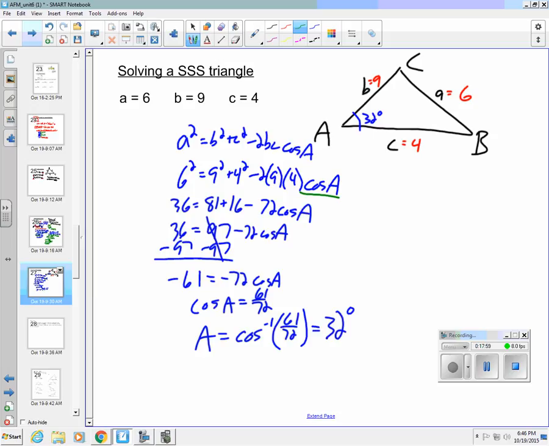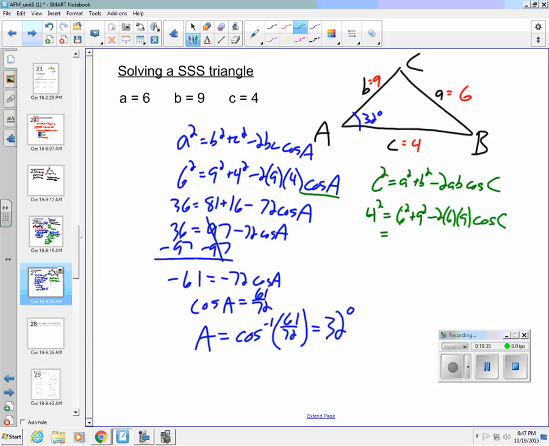So if we rearrange, we want to solve for angle C. I need to start with side C on the left-hand side. So C squared equals A squared plus B squared minus 2AB cosine C. Again, make sure that the side length on the left-hand side matches the angle on the right-hand side. Everything else here we already have from the problem. C is 4, so 4 squared equals A, 6 squared, plus B, 9 squared, minus 2 times 6 times 9 cosine C.